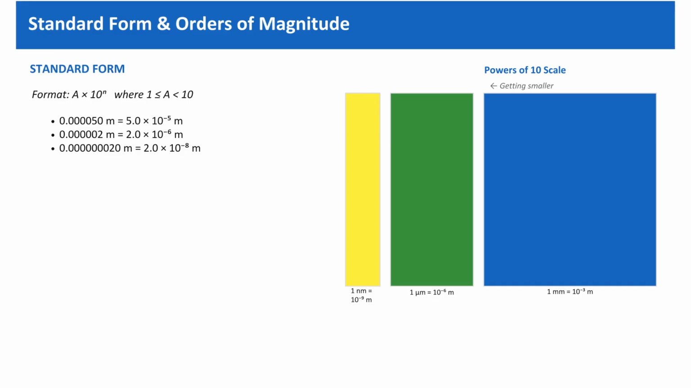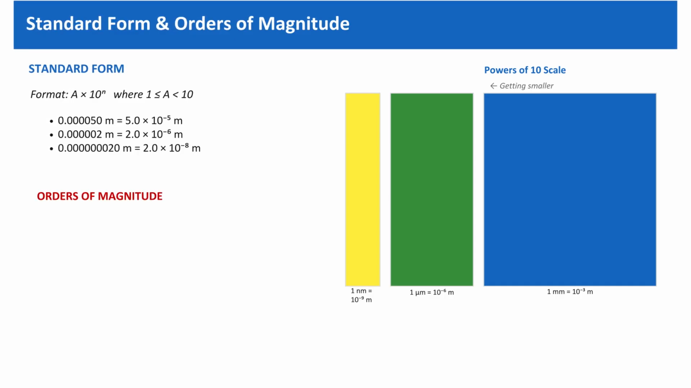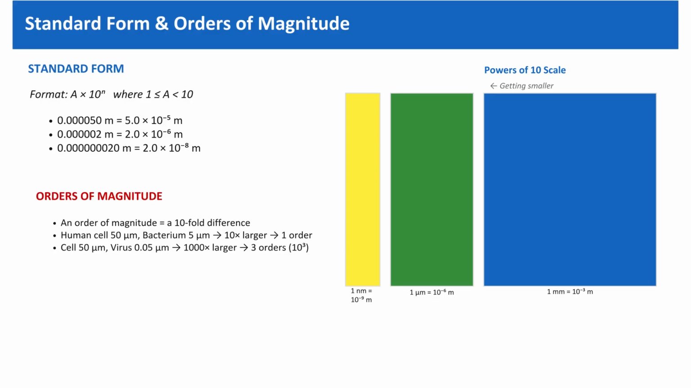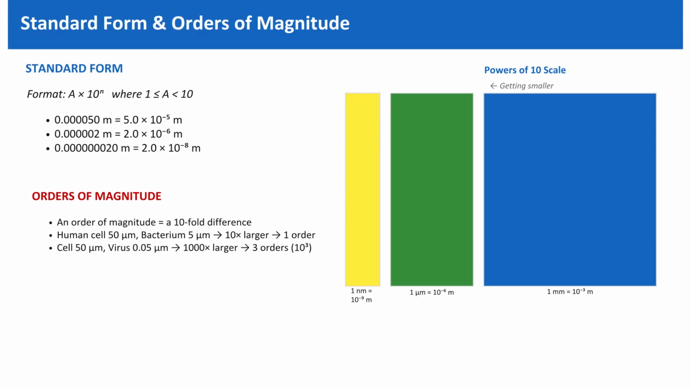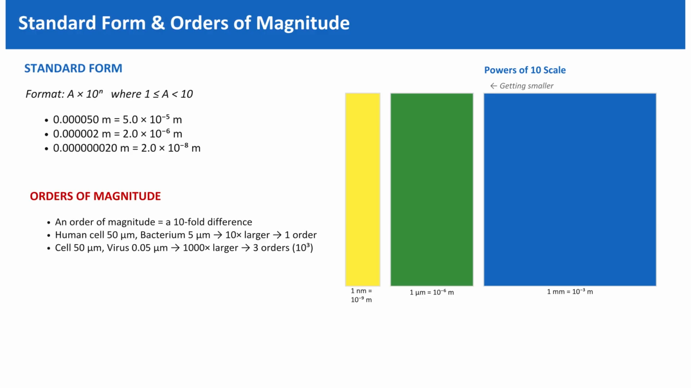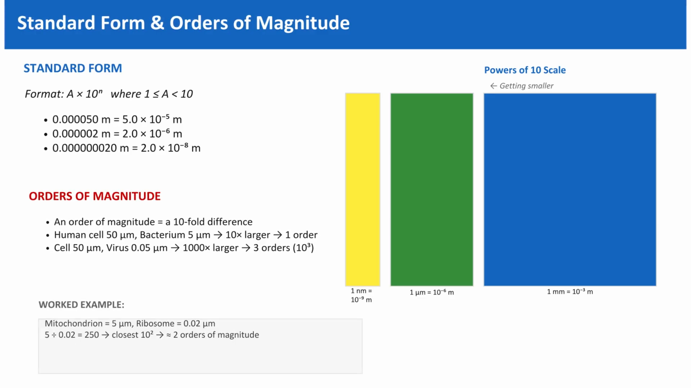Now, the order of magnitude. This tells us how many times bigger or smaller one thing is compared to another. Each order of magnitude is a factor of 10. So if a human cell is 50 micrometers and a bacterium is 5 micrometers, the human cell is 10 times bigger. That is 1 order of magnitude.